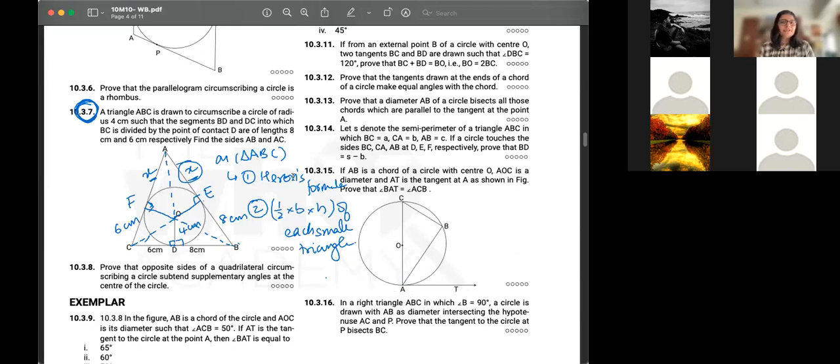Do you remember Heron's formula? How do you find the area? Root of s into s minus a into s minus b into s minus c. Yes, very good. But this is the key: the area stays constant, so you take that as the base and equate it. The rest of it is just pure calculation. Lena got it. Okay.